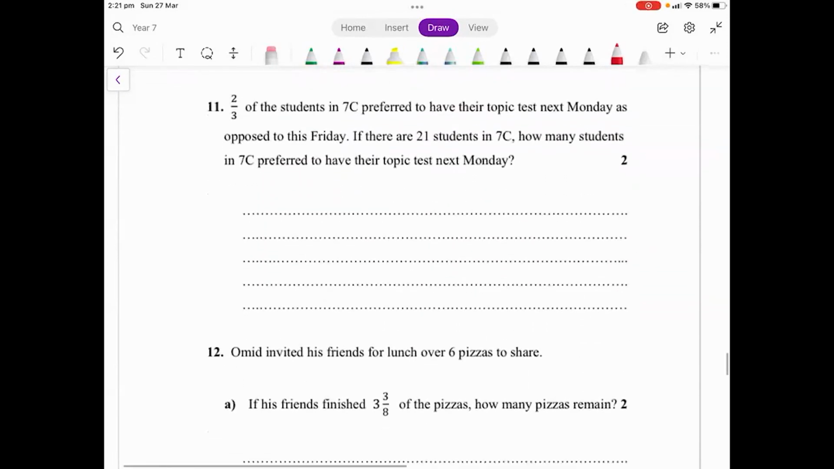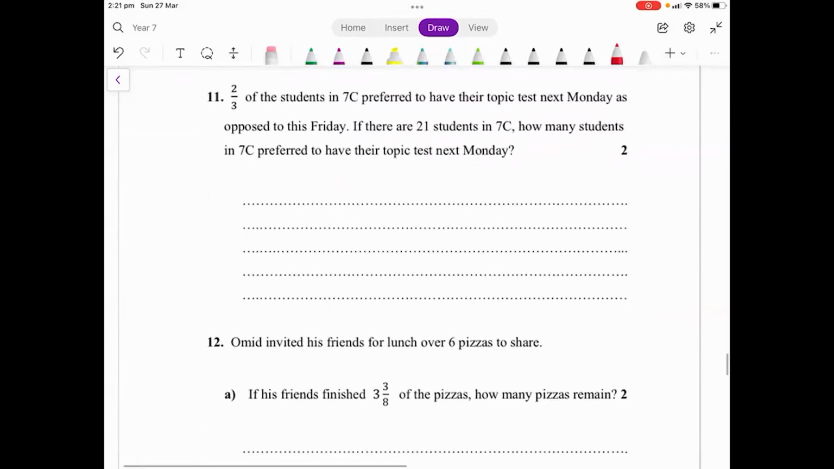Question 11, 2/3 of the students in 7C prefer to have their topic test next Monday. If there are 21 students, how many prefer to have their topic test next Monday? So that's 2/3 of 21. That's a multiplication. So we write 2/3 times 21. Simplify 21 over 3, which is 7 over 1. And then we do 2 times 7 is 14. 1 times 1 is 1. Final answer, 14 students.